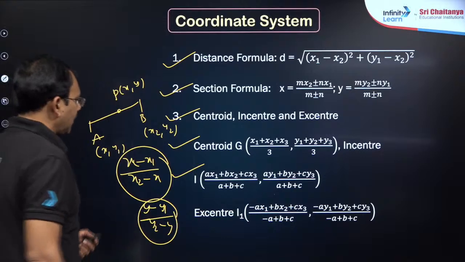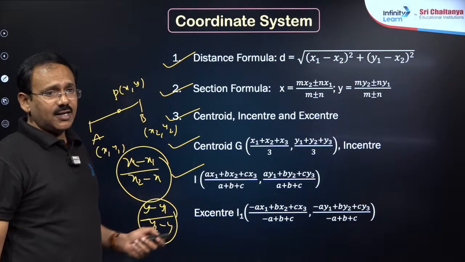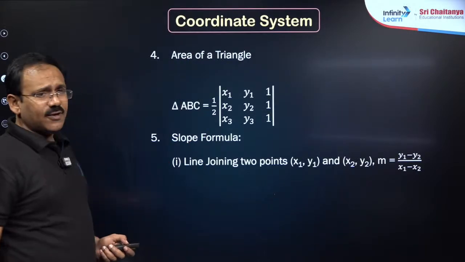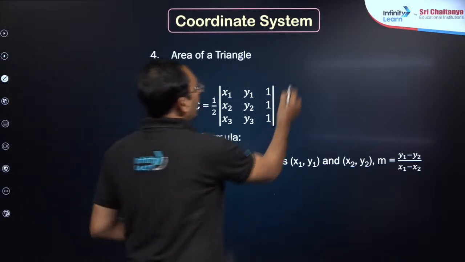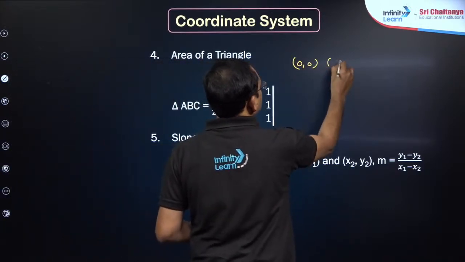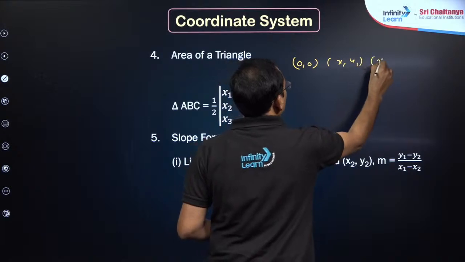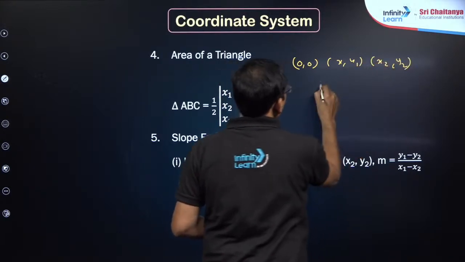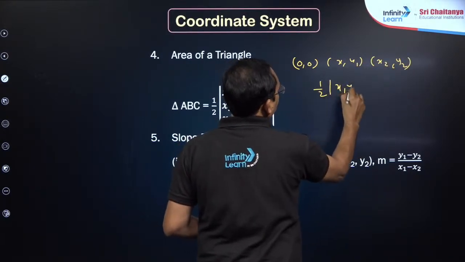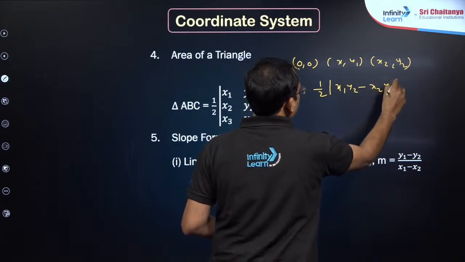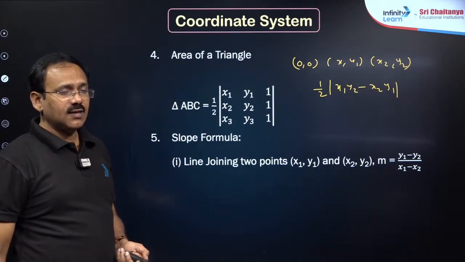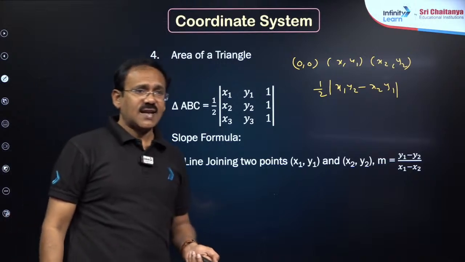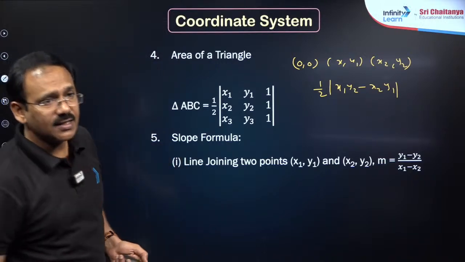Centroid is fine, but the area of a triangle we can find very easily by using a shortcut. Suppose one vertex is (0, 0) and the others are (x1, y1) and (x2, y2). The area of the triangle is half modulus of (x1 y2 minus x2 y1). Suppose no vertex is at the origin, section formula you can apply, but it takes time. This is why the shortcut.